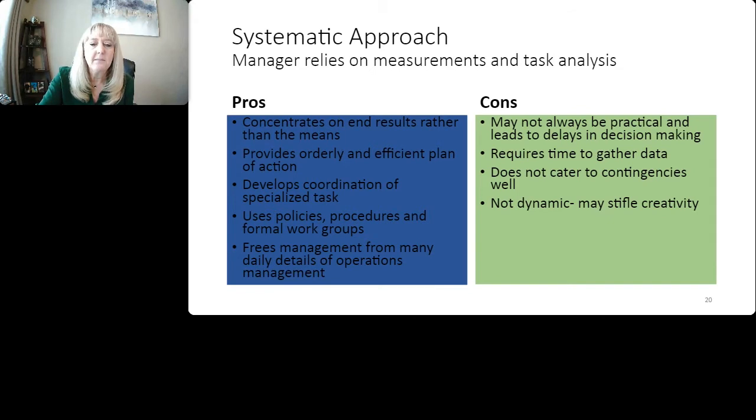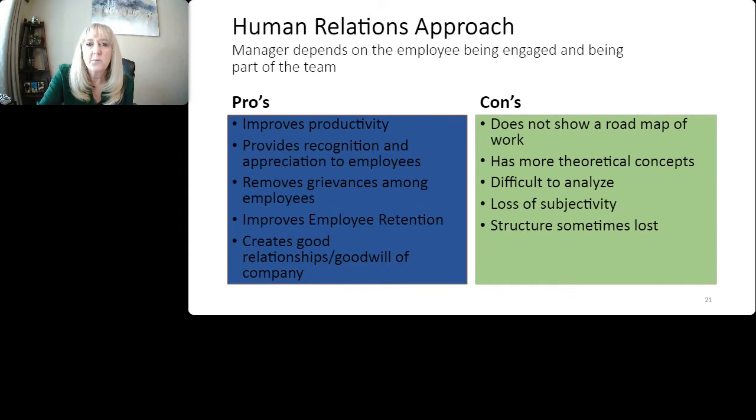But the cons may be that it can lead to delays in decision making. If you feel like you have to take everything to a task force, it requires time to gather data. I've seen managers that want a consensus among the team. It doesn't always cater to contingencies well, and it may not be very dynamic and may stifle creativity when there may be a more creative plan. But this is a lot of times one of the approaches. And none of these approaches are better or worse. They're just different, and you have to decide your management approach and what best works for you.